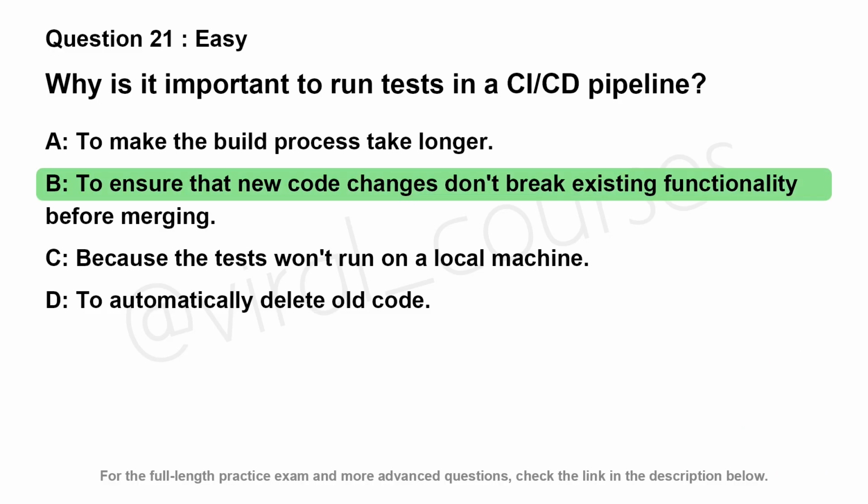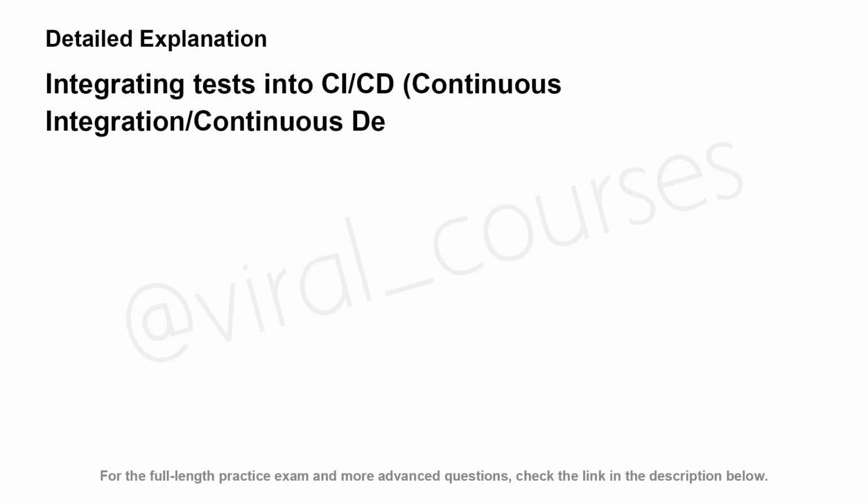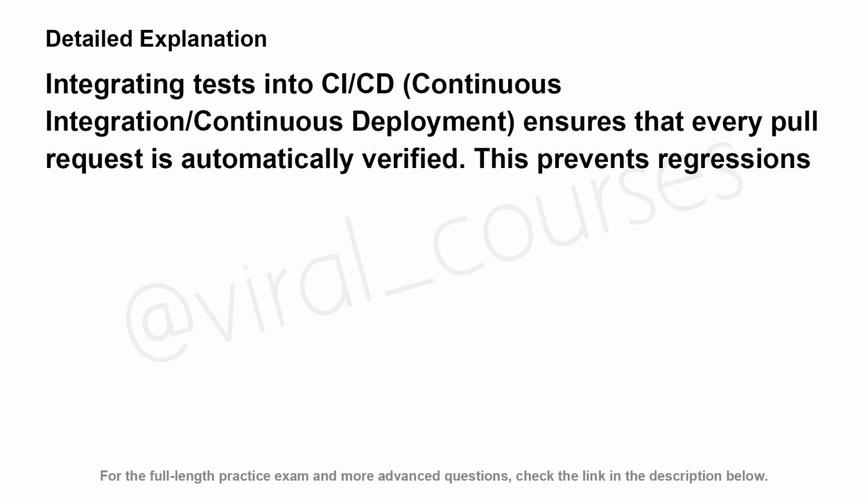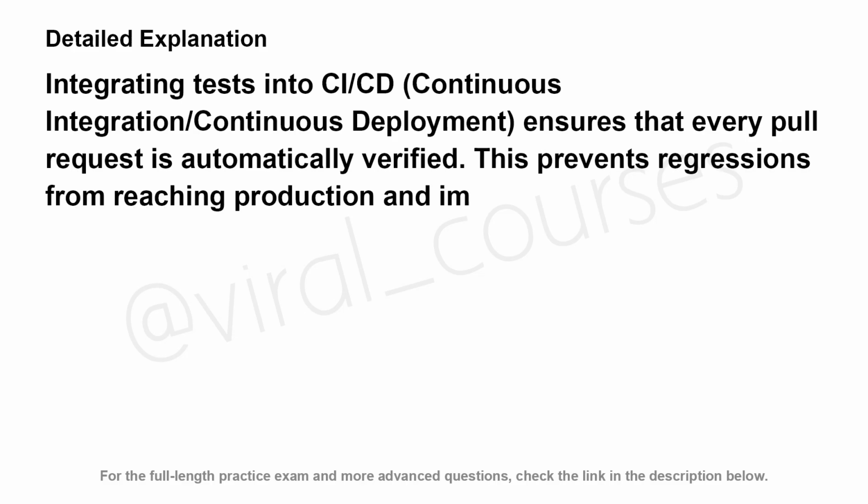The correct answer is B. Integrating tests into CI/CD, continuous integration, continuous deployment, ensures that every pull request is automatically verified. This prevents regressions from reaching production and improves overall software stability.